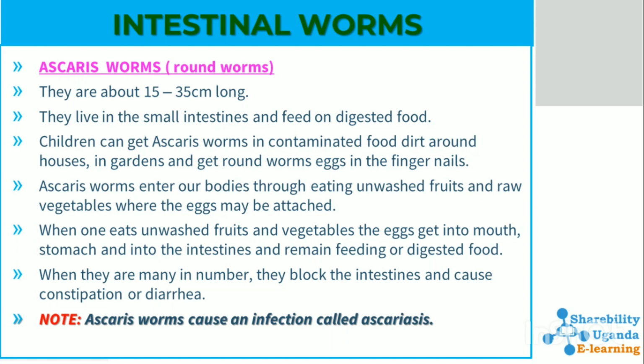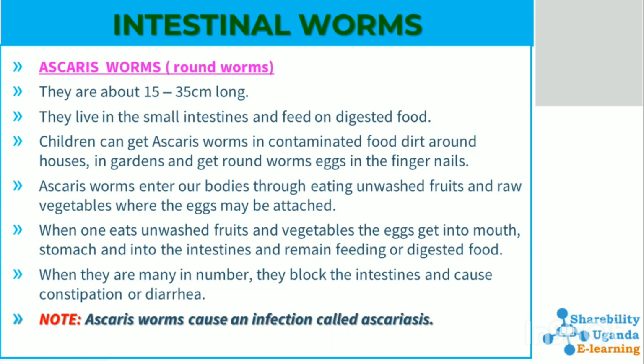We have another type of worms called the Ascaris worms. In physical appearance, they are about 15 to 35 centimeters long. They live in the small intestines also and feed on digested food. The difference from hookworms is that hookworms feed on blood in the small intestines, but the Ascaris worms feed on digested food.